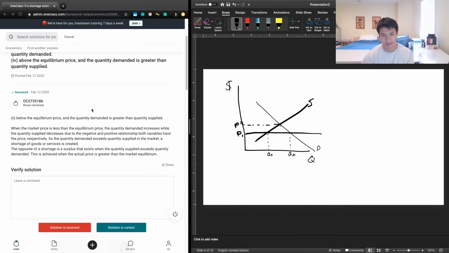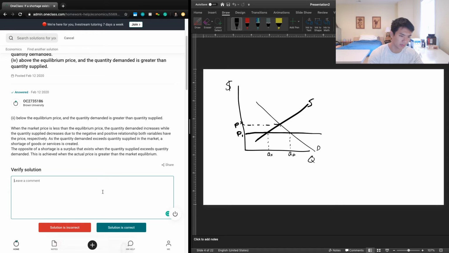So let's take a look at the answer choices, and it says, number 2, below the equilibrium price and the quantity demanded is greater than quantity supplied. When the market price is less than the equilibrium price, the quantity demanded increases while the quantity supplied decreases due to the negative and positive relationship both variables have with price, respectively. As the quantity demanded exceeds quantity supplied in the market, a shortage of goods or services is created. The opposite of a shortage is a surplus that exists when the quantity supplied equals quantity demanded. This is achieved when the actual price is greater than the market equilibrium. So yeah, great analysis.